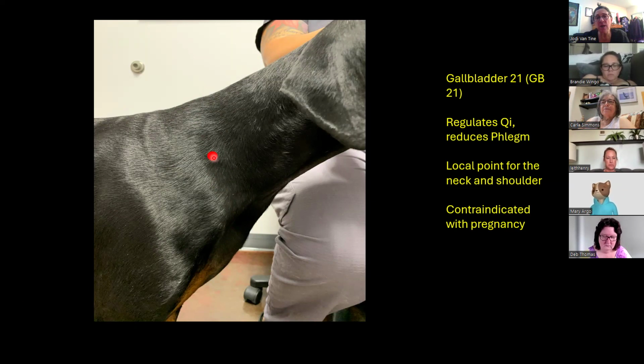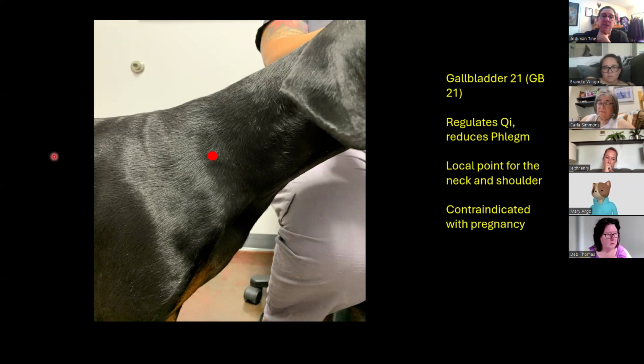I find that a lot of animals really like massage. You can do this from the top of their neck, or you can massage it one side at a time. It is a really good point, and the animals seem to tolerate it and enjoy it. It regulates qi and reduces phlegm. It's a good point for the neck and the shoulder.